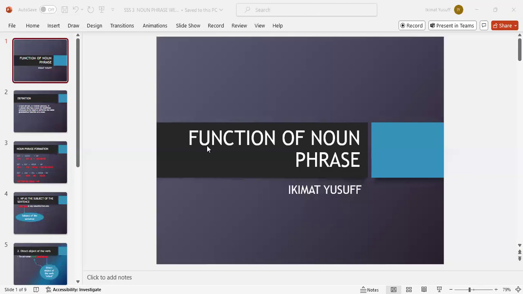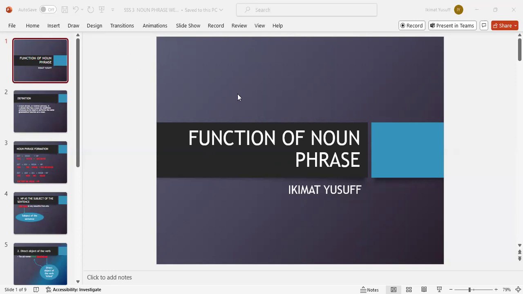Now, we are going to start with sharing my slides for better understanding. Let me share my screen so we can start right away. Okay, so like I said, we are going to be talking about functions of noun phrases.